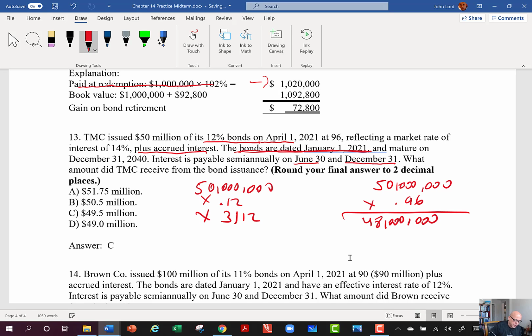Okay, I'll put a multiplication sign in there. Times 0.12 times 3/12 equals 1,500,000. So the cash that I would collect when I issue this bond is 48 million plus 1,500,000.